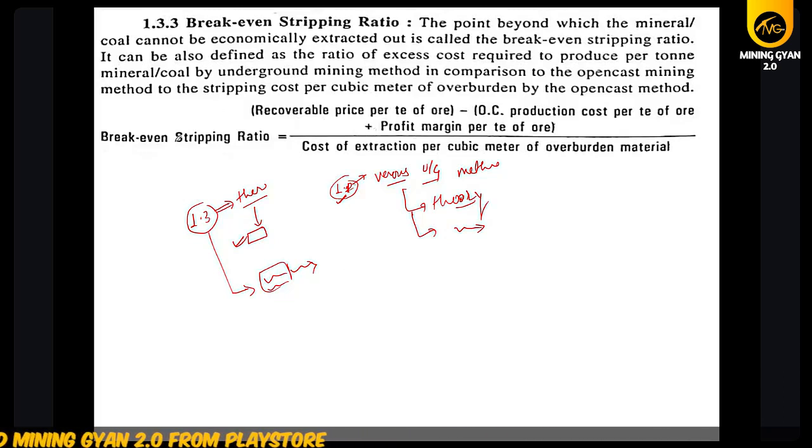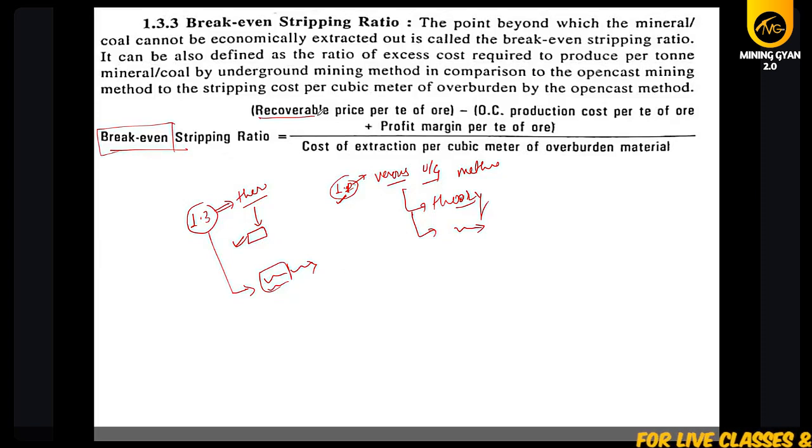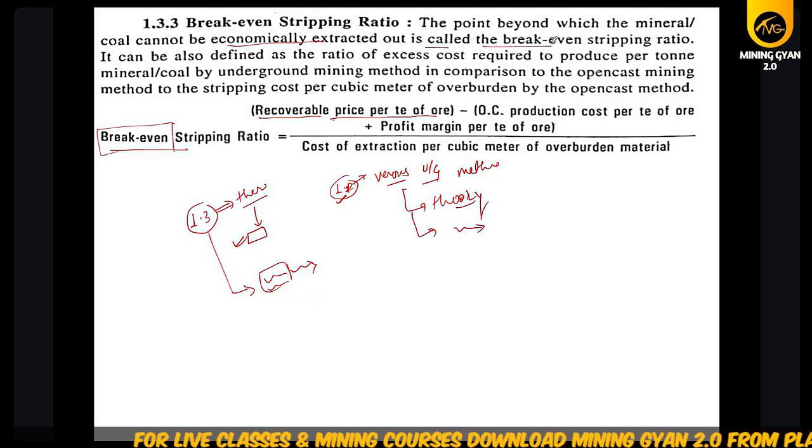So what is the break-even stripping ratio? When will break-even occur? You should memorize this formula: recoverable price per ton of the ore. That point beyond which the mineral or coal can't be economically extracted is called break-even.